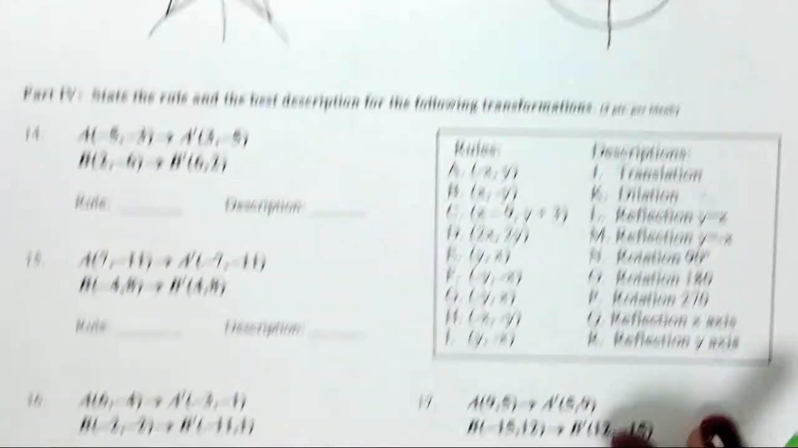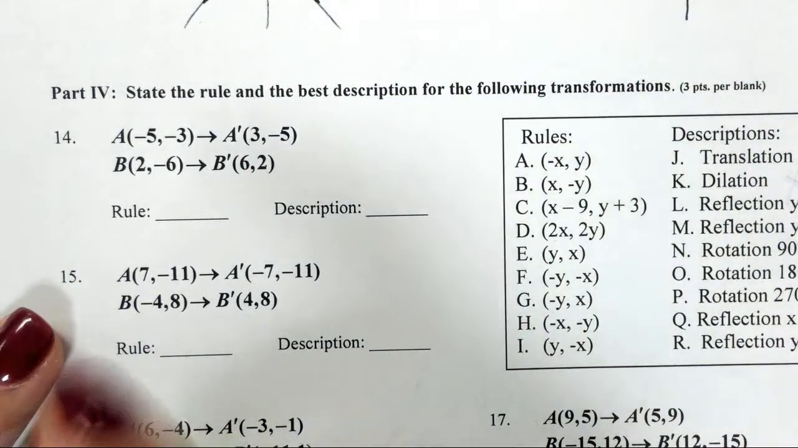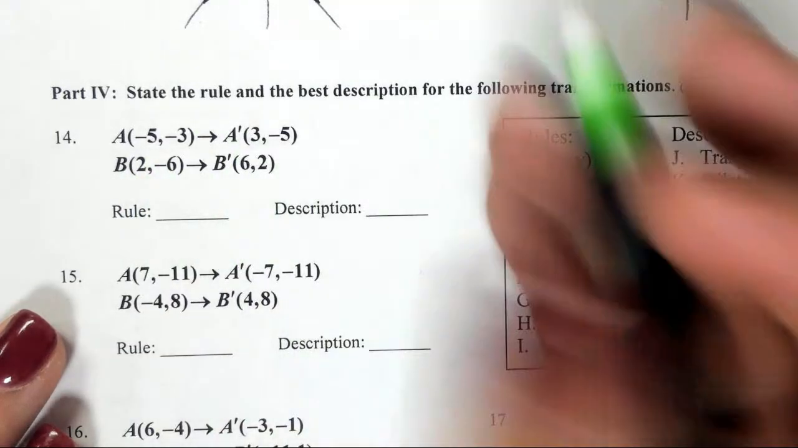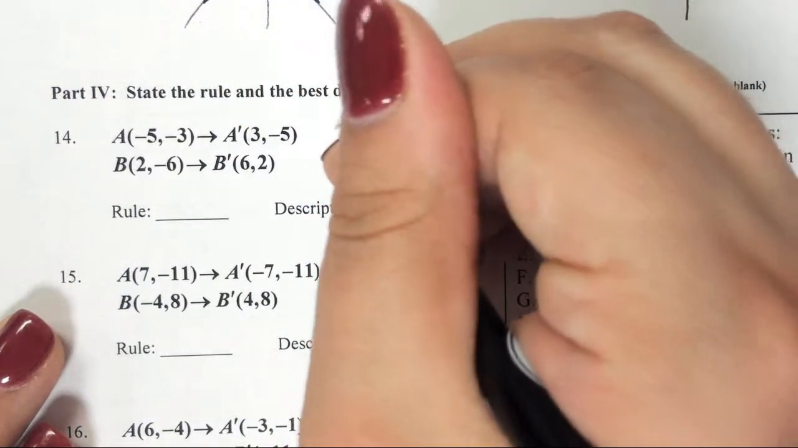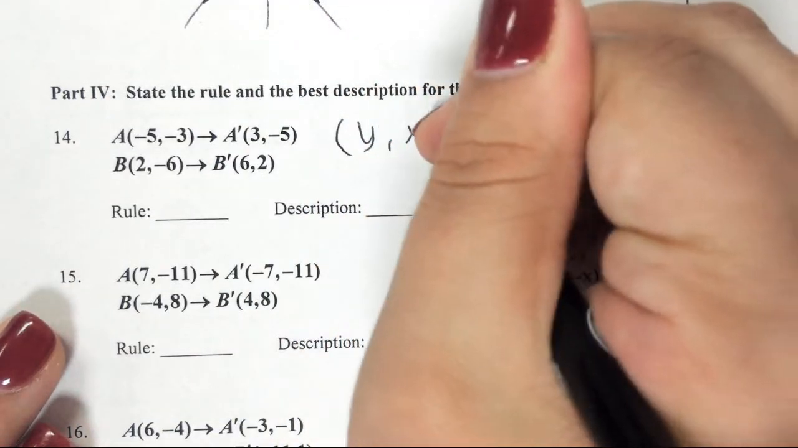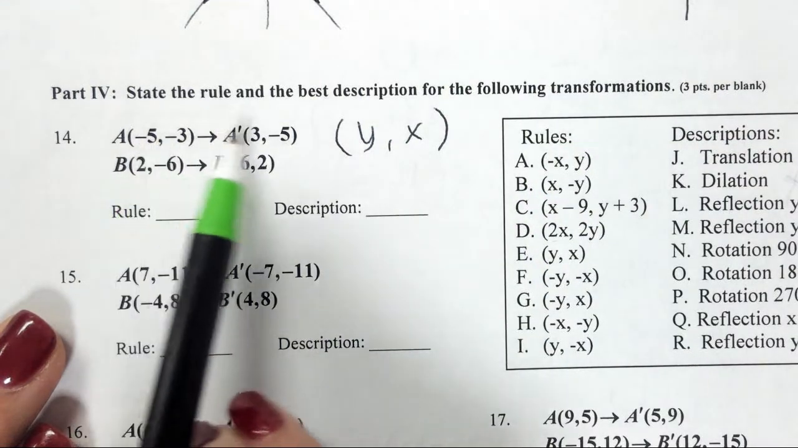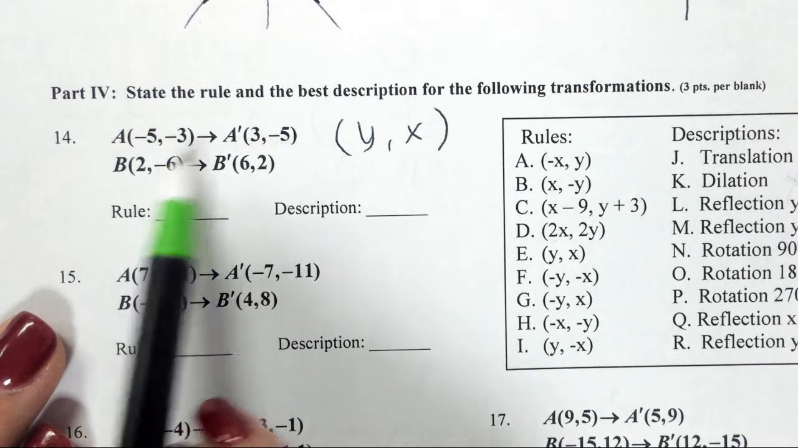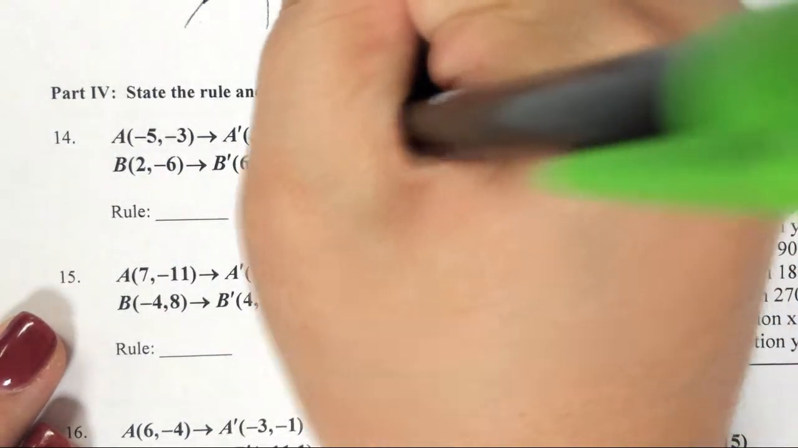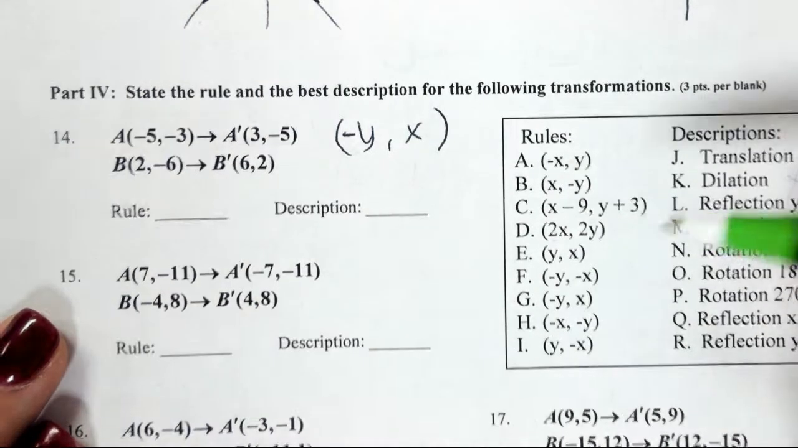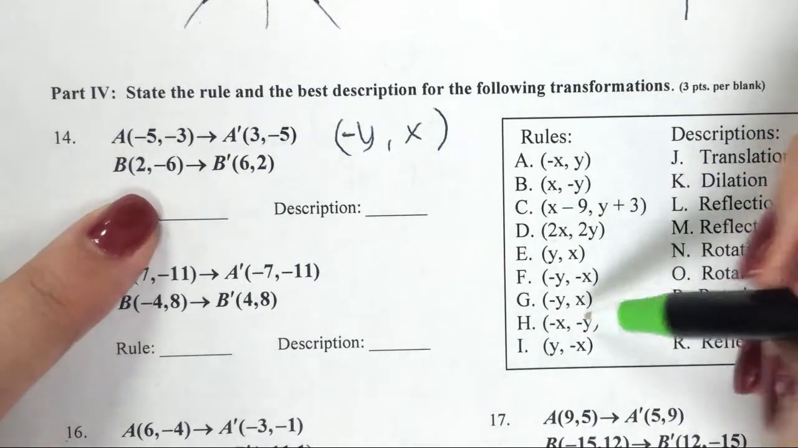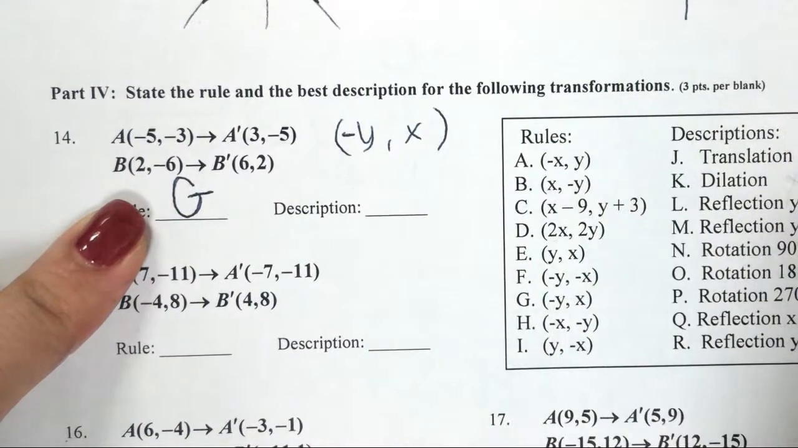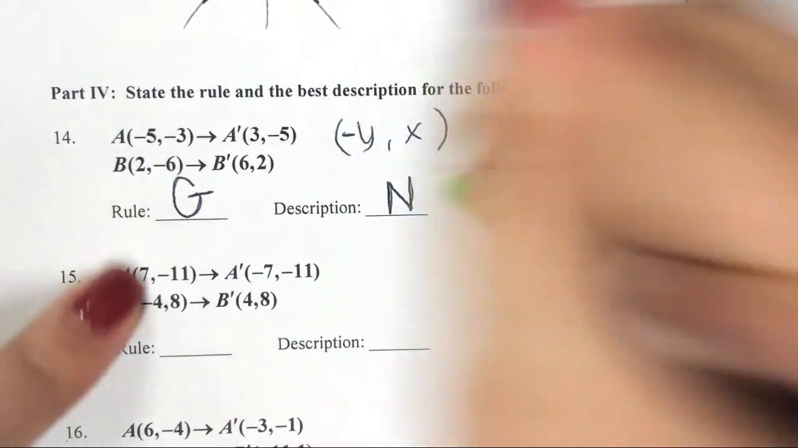Alright, over here, your rules. So if I'm looking from here to here, I notice my x and y, the numbers are opposite. So this is going to go y and x switch. And also, the -5 is still -5, but my -3 turned positive. My y changed sign. So it's -yx, which is g. And -yx is rotating 90, so that's n.